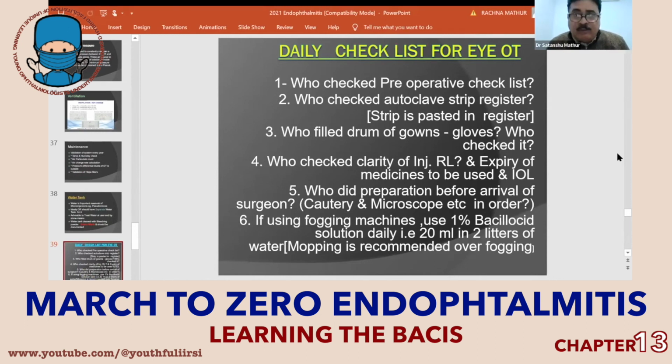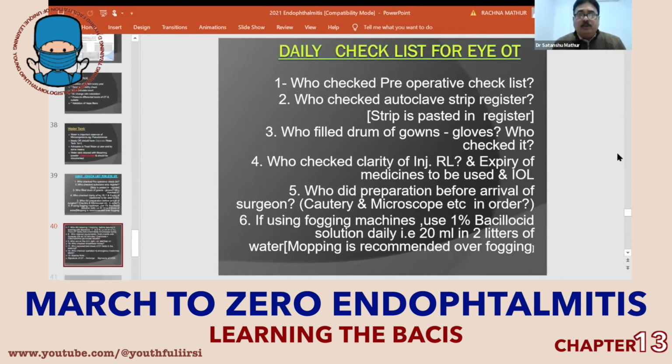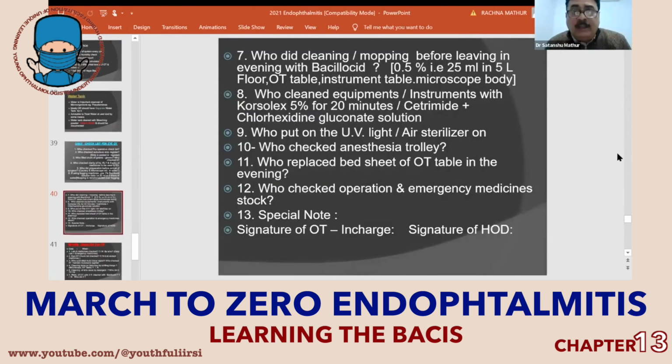Who did the preparation before the surgeon arrives? All these things should be documented. Who did the cleaning and mopping before leaving the OT? Who cleaned the equipment? Everything should be noted and signed by an OT assistant and signed by the doctor.